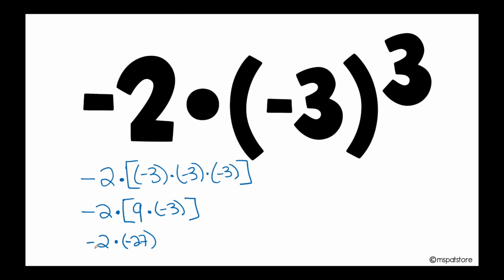Now I have two integers with the same sign. So I just need to multiply 2 times 27, and my answer will be 54. Okay? Positive 54, because I am multiplying integers with the same sign. Both of them are negative. So my answer is positive 54.